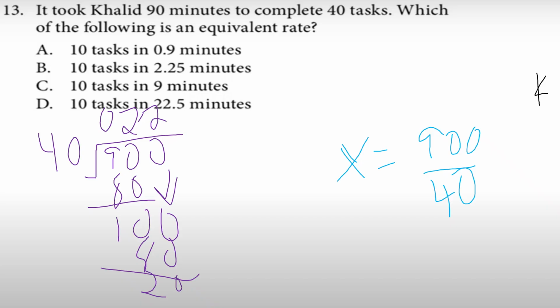40 can't go into 20. So what we can do, like we did before, is add a 0 here. When we add that first 0, we need to put our decimal up there. We bring that 0 down. And 40 goes into 200 5 times. So the answer is 22.5. So our answer is D.